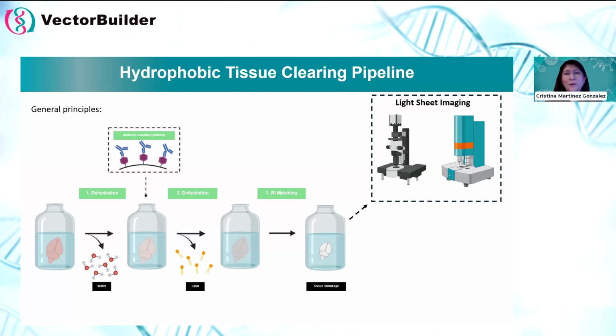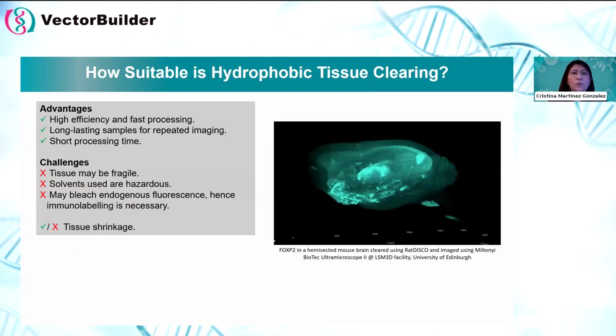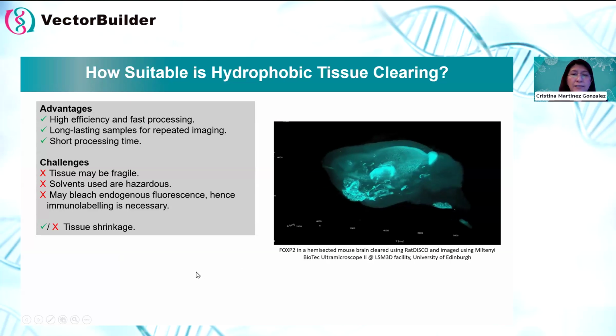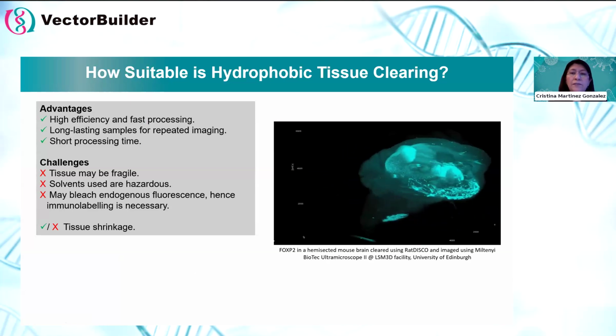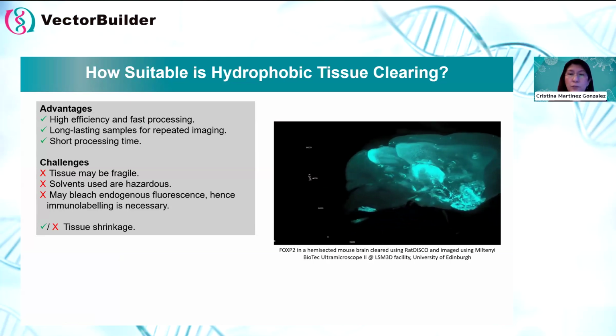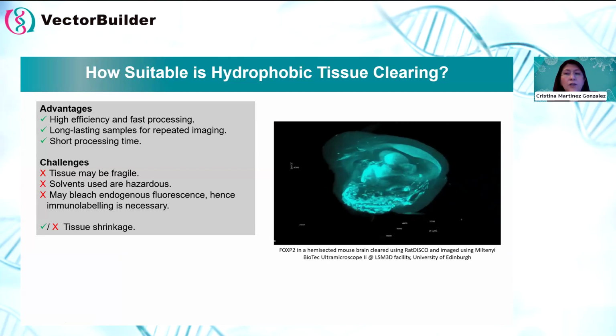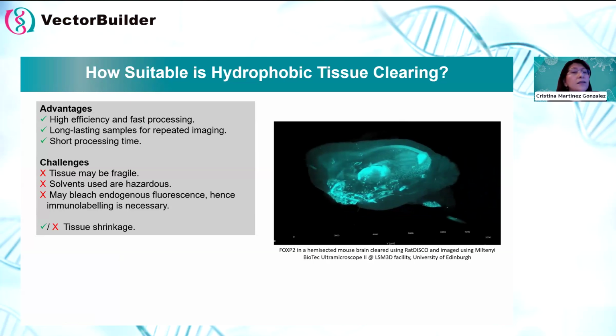But this talk is not about microscopy, it's just about the clearing methods. But if you ever clear your tissue, I would recommend using light sheet microscopy rather than confocals. So, how suitable is hydrophobic tissue clearing? Well, it has huge advantages. I'm showing one example here of a half brain of a mouse that we immunolabeled against FOXP2, a transcription factor, using our RatDISCO protocol.